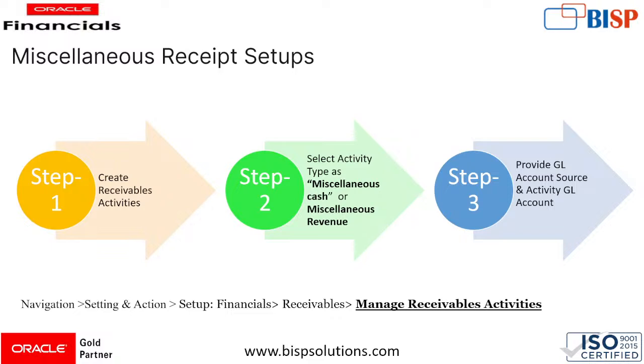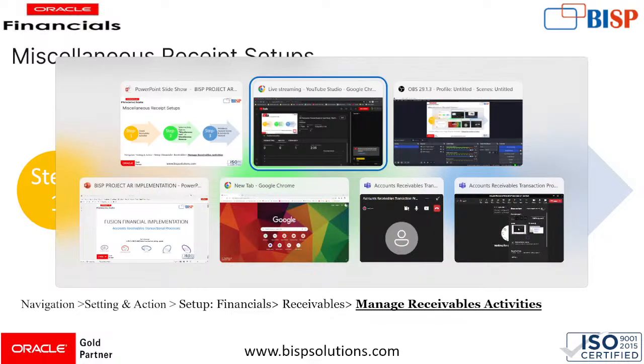So that revenue account we have to select as miscellaneous, and provide the GL accounting source and activity GL account, right? I have already provided that in the application. So let us navigate to the application and see the receivable activities related to miscellaneous receipt setup, right? So let us navigate to that.